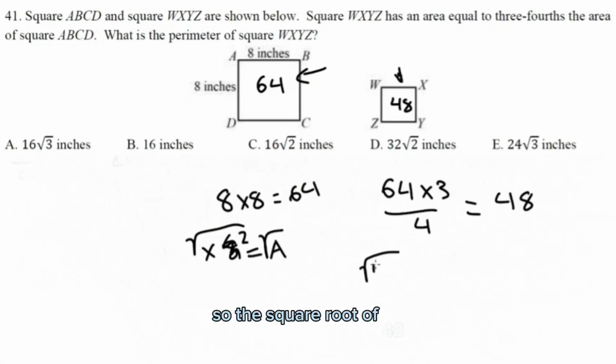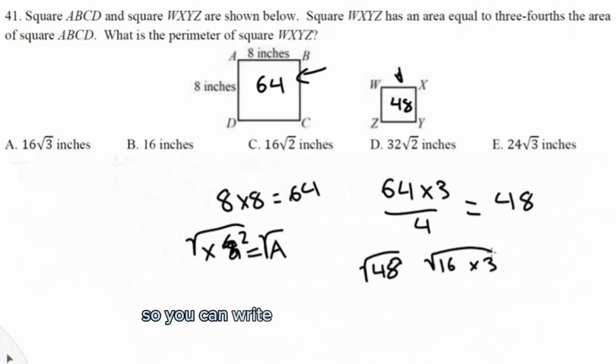So the square root of 48. Now, 48 isn't a perfect square, so we're going to have to break it down. So 48 can be split into 16 and 3. 16 times 3, which is still 48. So we can write this as the square root of 16 times the square root of 3, right? This is all under one root.